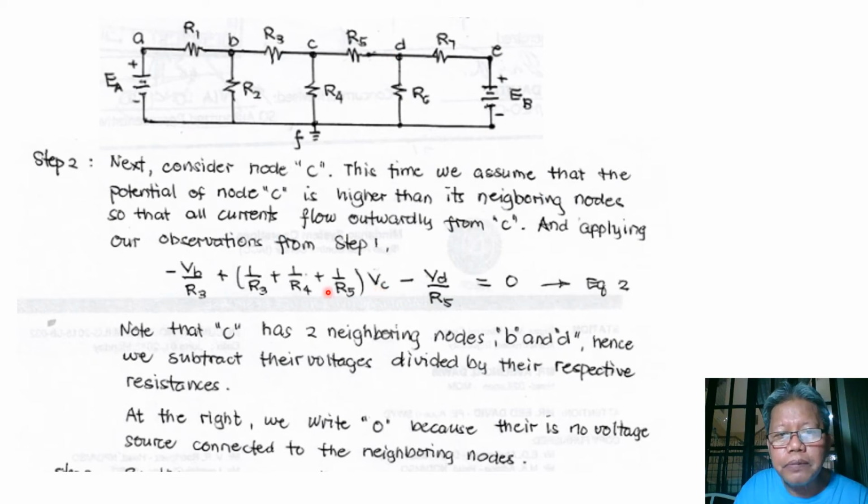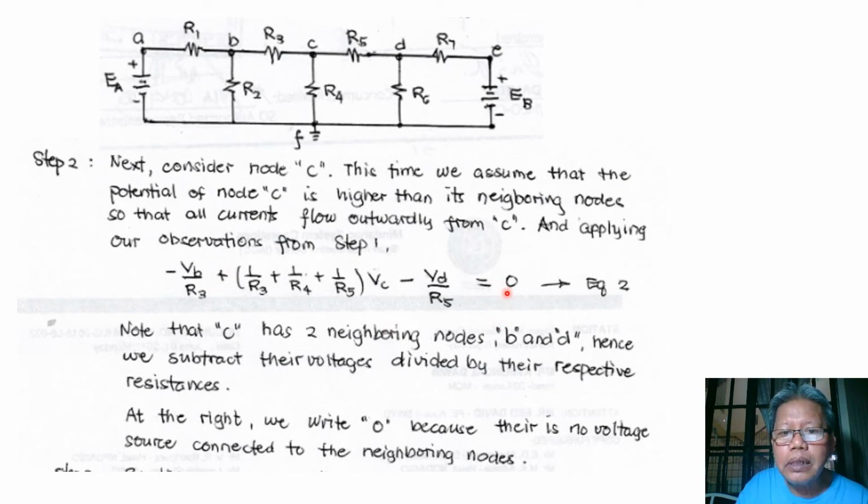And then for the neighboring nodes, where at the left we have V_B, we have to subtract V_B over R3. And then at the right we have V_D, and we divide V_D by R5. So that's how we can write our equation directly.